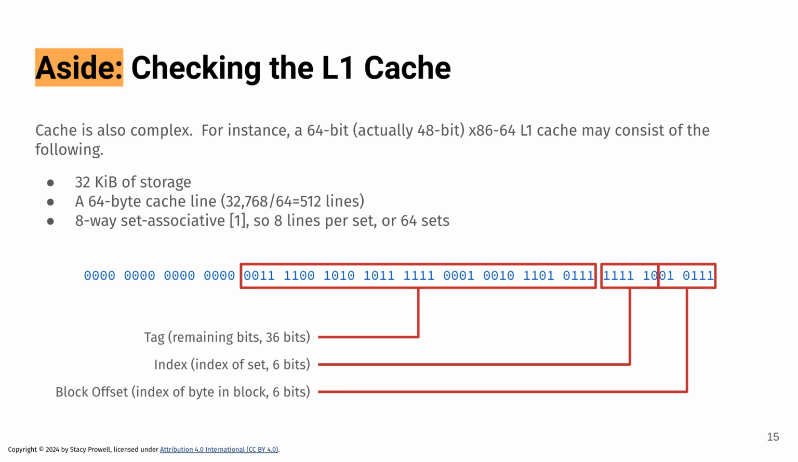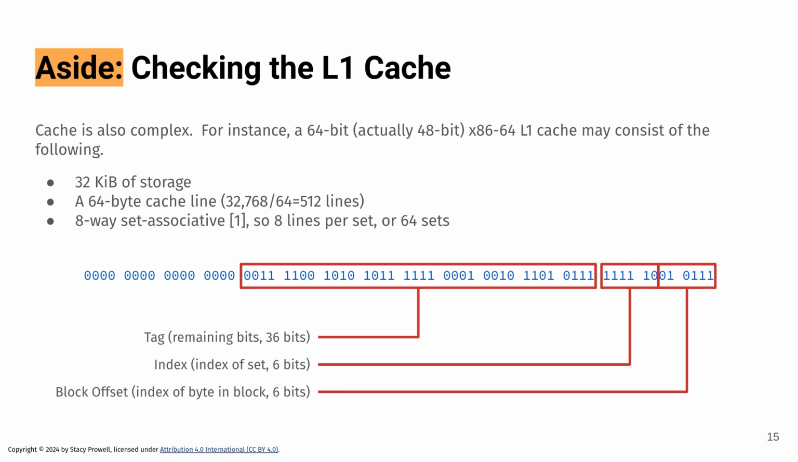Once I've done this, the next thing to do is to check the cache, and I check the L1 cache. The L1 cache is the closest, fastest, and smallest cache. On the processor I'm using right now, the L1 cache has 32K of storage and a 64-byte cache line. That's pretty common. And it is 8-way set associative.